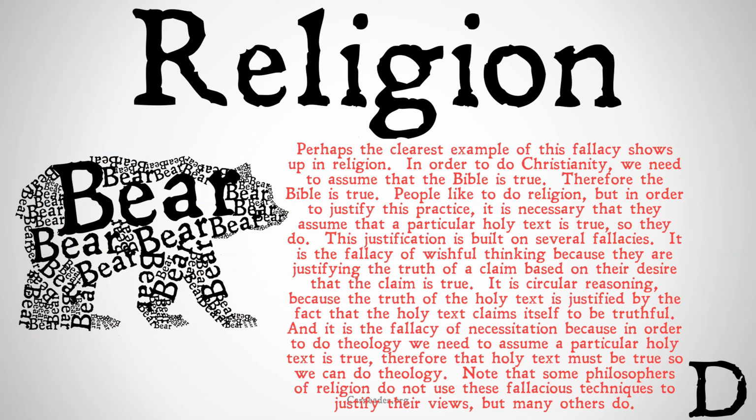Perhaps the clearest example of this fallacy shows up in religion. In order to do Christianity, we need to assume the Bible is true, therefore the Bible is true. People like to do religion, but in order to justify the practice of religion, it's necessary that they assume that a particular holy text is true, and so they do. This justification is built on several fallacies. As I said, this is a combination fallacy.